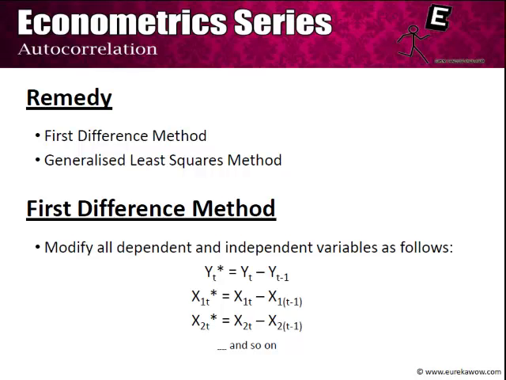To actually do this process, we first modify all dependent and independent variables as follows. We take a new variable, yt star, given by yt minus yt minus 1. This is why this is known as the first difference method, because we take the difference over one time period. Similarly, we do the same process for all independent variables also.